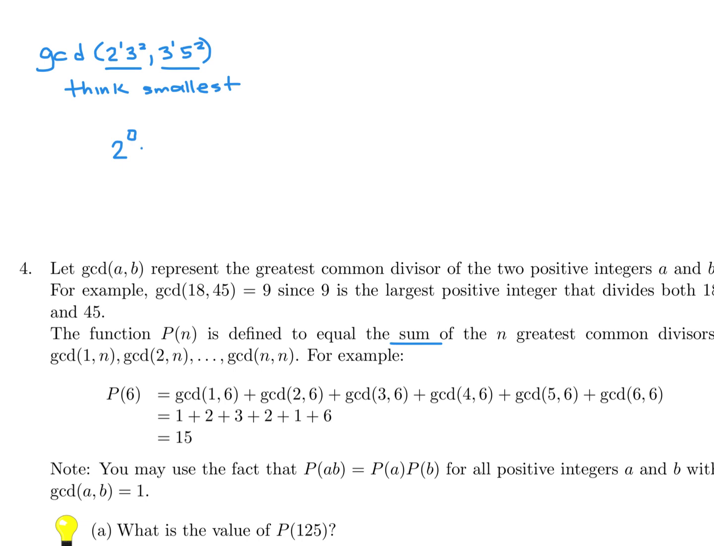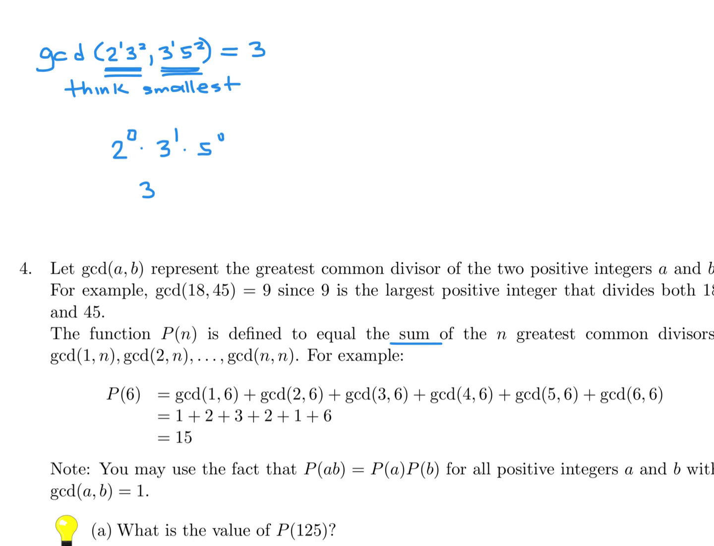Then look at the next prime number, which is 3. The smallest power is 1, because here you have 3 to the power of 2, but here you have 3 to the power of 1. And then for 5, the smallest power, well, here it's 2, but here there is no 5. So the smallest power of 5 is 0. So of all the prime numbers involved, you always just look at the smallest power, and therefore this is just 3. So the greatest common divisor of those two numbers is 3.